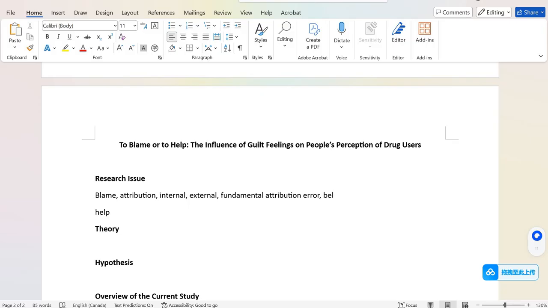There's another term called belief in a just world. With internal attributions, you blame people for their own misfortune. On the other hand, if you see somebody really successful, you give him credit. You make an internal attribution that he deserves it. These concepts are relevant to the research issue.